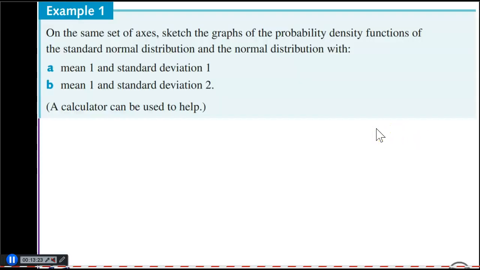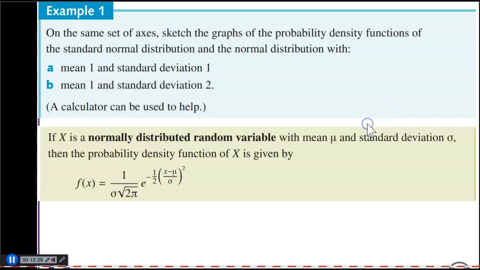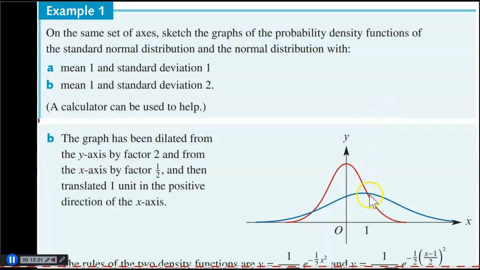Okay, well done. And then the second one, how is the second one going to look different? It's going to be flatter, it's going to be shifted to the right, and a little bit flatter. Half the height of your original, and double as wide.